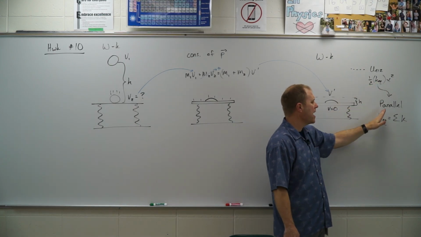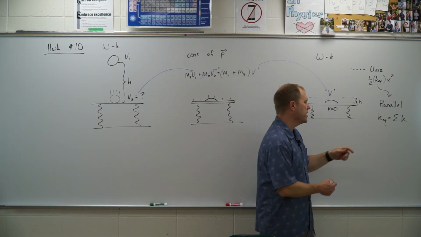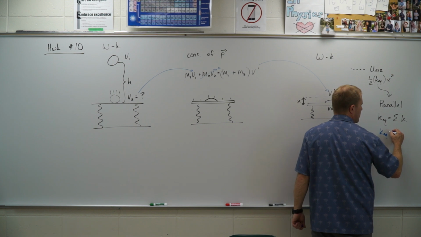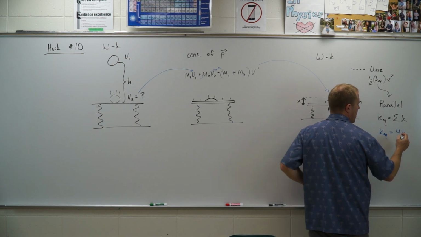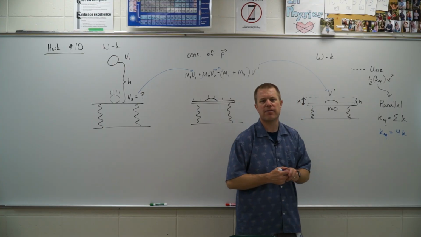So once you find k_eq, then you're going to come down here and say, okay, I have four identical springs. So if I add up all four springs, the equivalent spring constant is going to be 4 times each of the individuals, so we can take that k_eq and divide by 4.